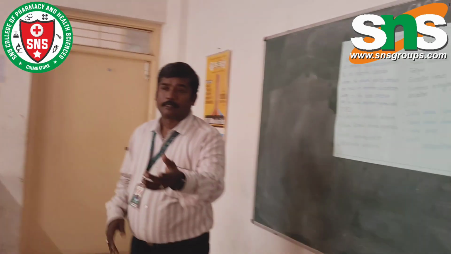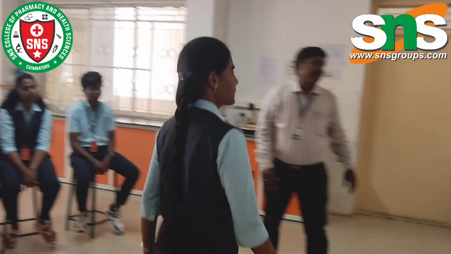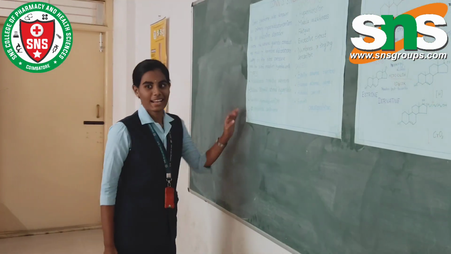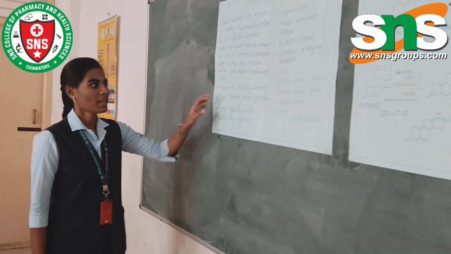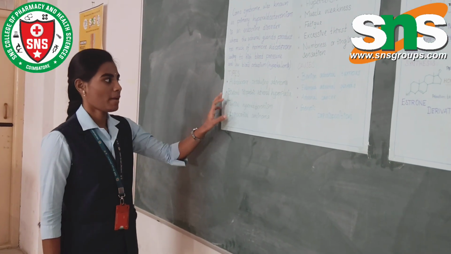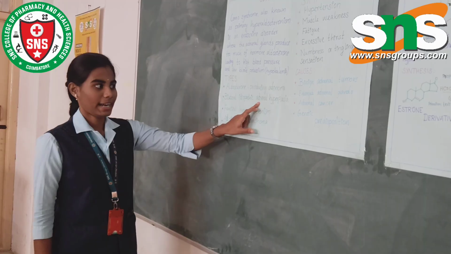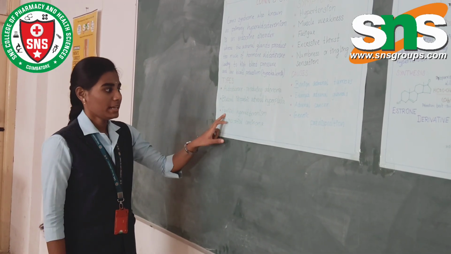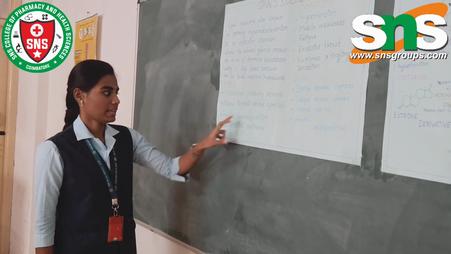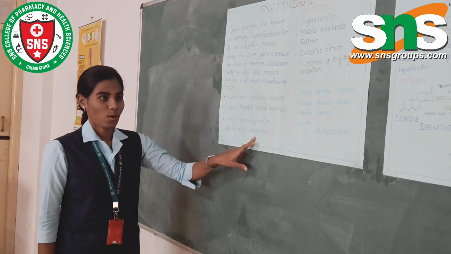Yes, Kamali, are you able to explain the types of this Conn syndrome? There are different types of Conn syndrome: aldosterone producing adenoma, bilateral idiopathic adrenal hyperplasia, familial hyperaldosteronism, adrenocortical carcinoma.